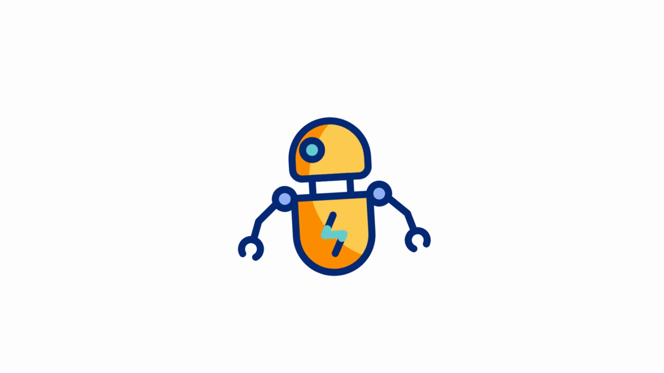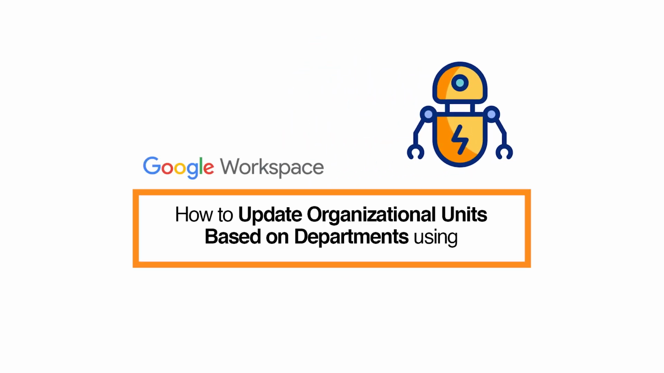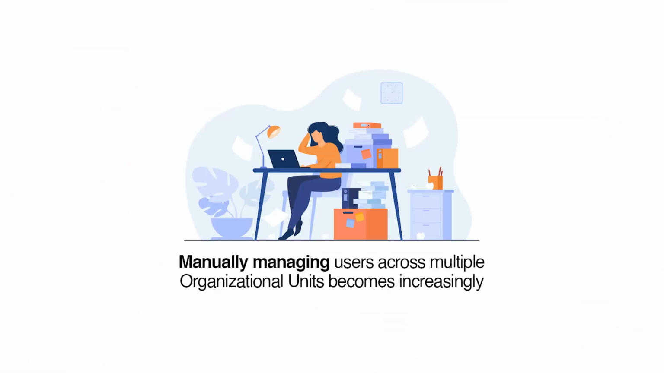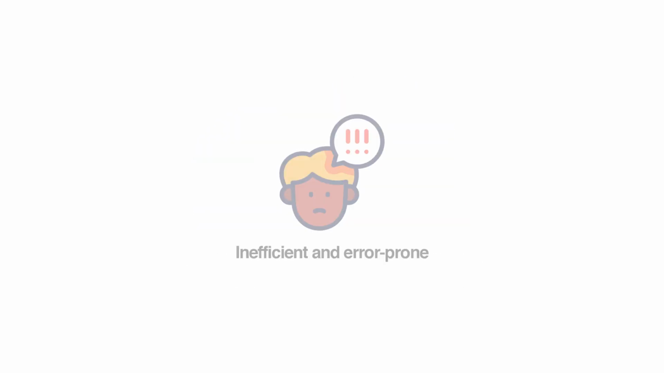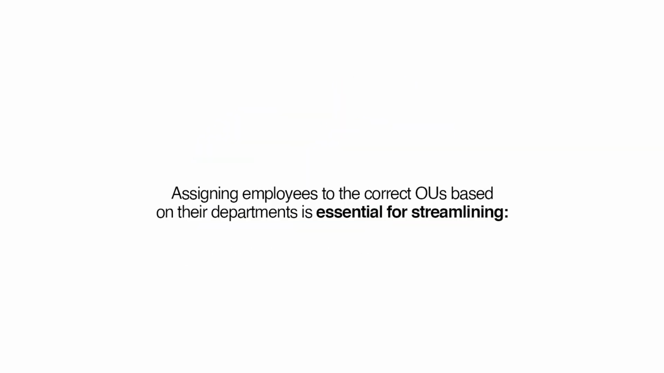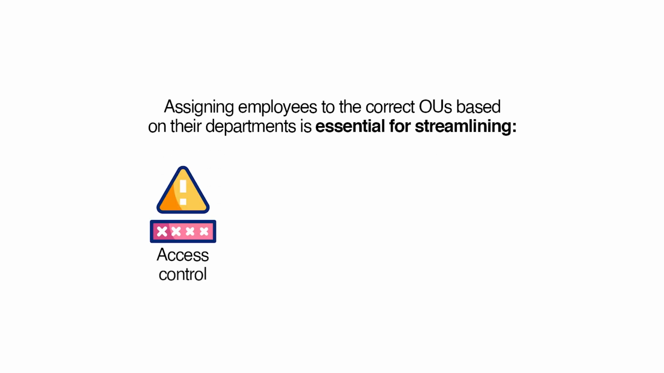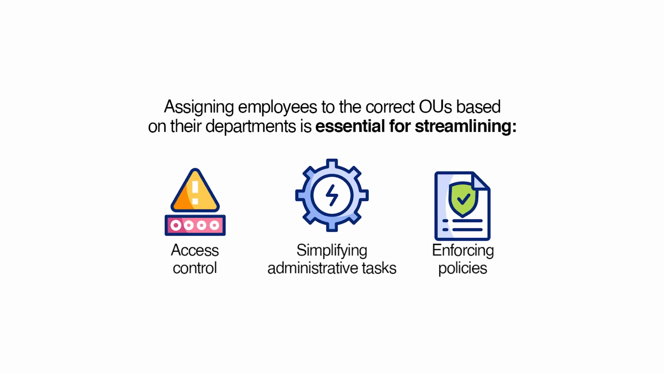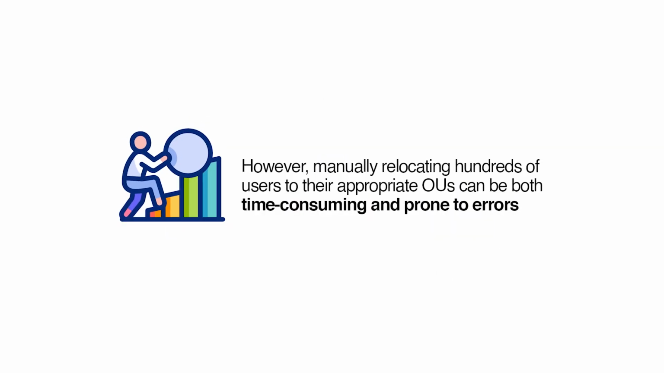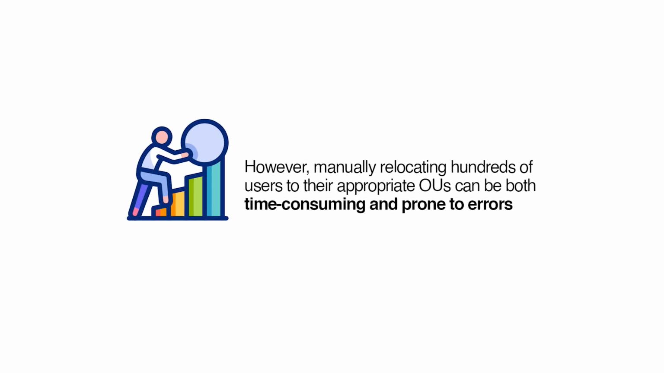Hi there, in this video, you will learn about how to update organizational units based on departments using xFanatical Foresight. As organizations expand, manually managing users across multiple organizational units becomes increasingly inefficient and error-prone. Assigning employees to the correct OUs based on their departments is essential for streamlining access control, enforcing policies, and simplifying administrative tasks. However, manually relocating hundreds of users to their appropriate OUs can be both time-consuming and prone to errors.